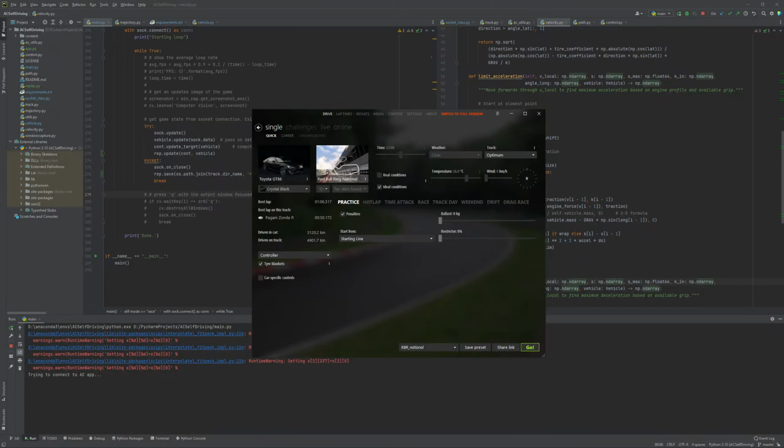This is an overview of my self-driving race car project for Assetto Corsa. I'll give a quick overview of the underlying algorithm as well as talk about how the car performs on the track. So let's get the game started.